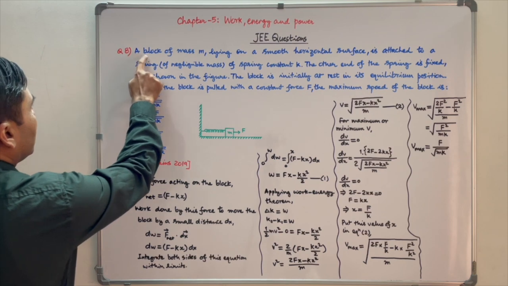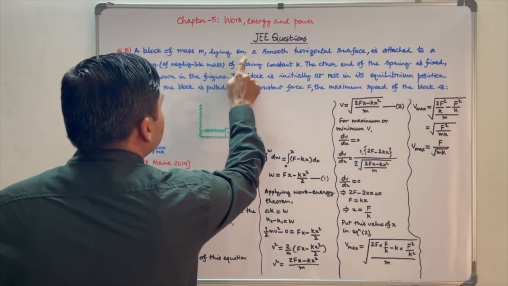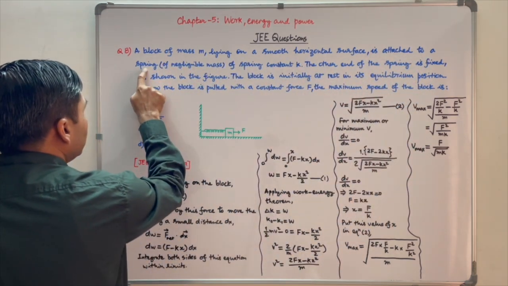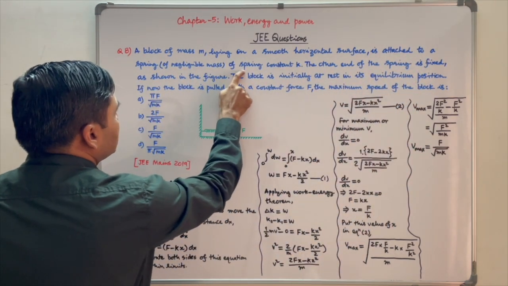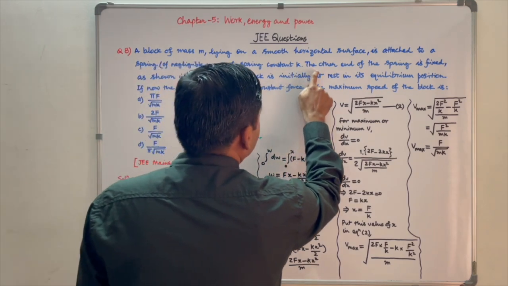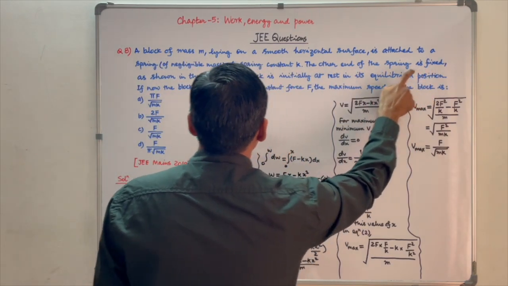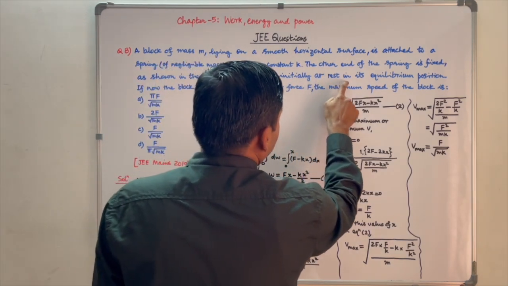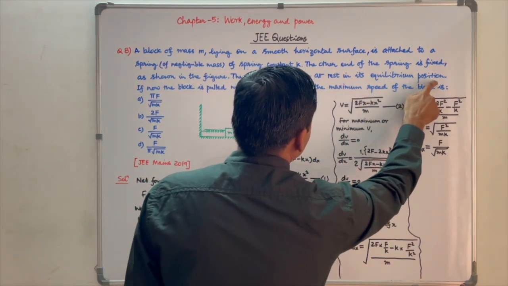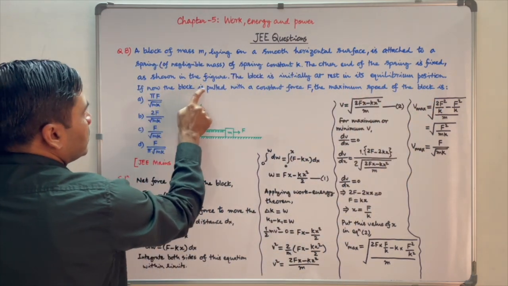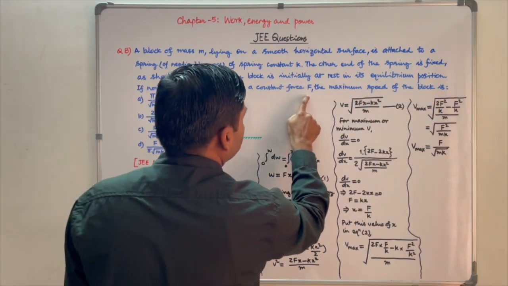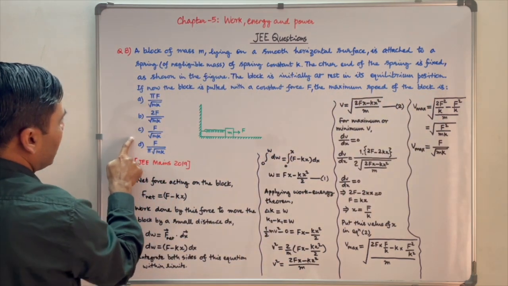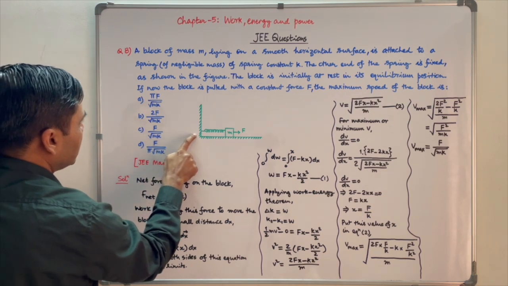Eighth question. A block of mass m lying on a smooth horizontal surface is attached to a spring of negligible mass of spring constant k. The other end of the spring is fixed, as shown in the figure. The block is initially at rest in its equilibrium position. If now the block is pulled with a constant force F, the maximum speed of the block is. These are the options given, and this is the figure given.